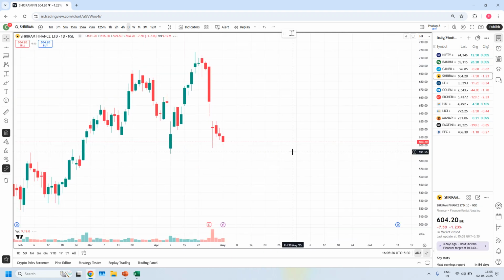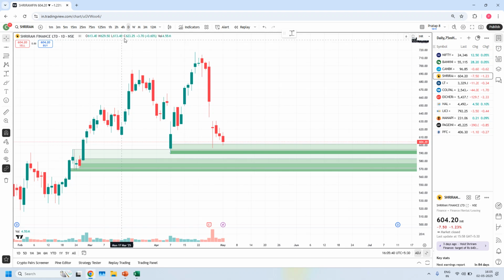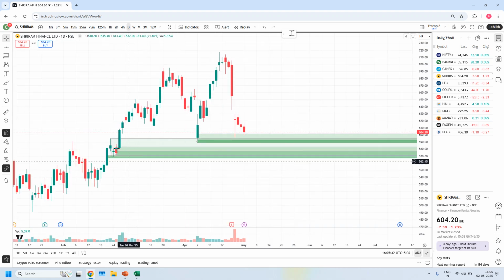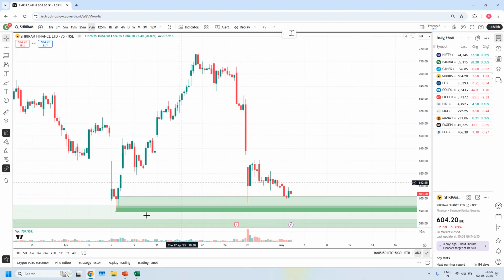Next one is Sriram Finance. So this is a daily high liquidity demand zone. This is a rally, 1, 2, 3 base candles and a rally candle. We have to fine tune with 75 minutes. Here you see drop, base, rally, follow through candles. This is overlapped at the proximal line.